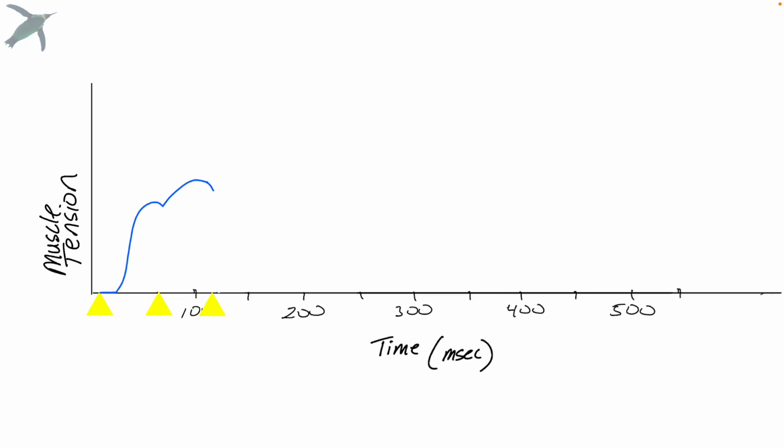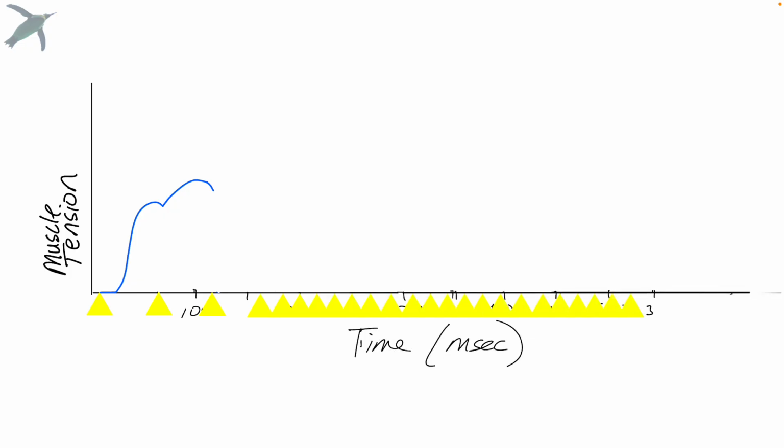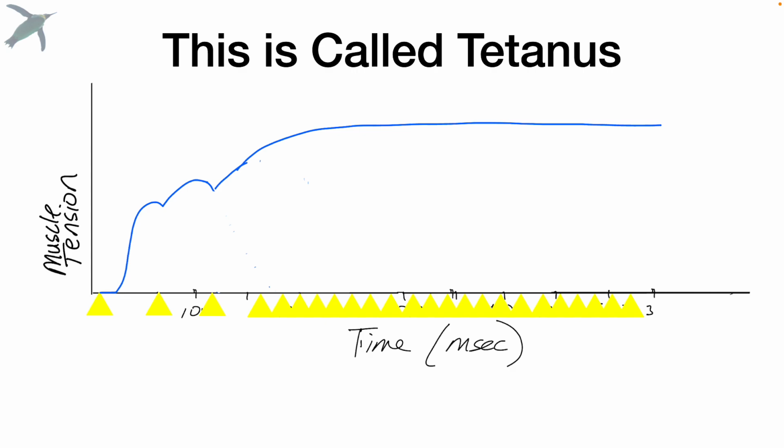So the somatic motor neuron can actually increase its speed even more. If it fires continuously, the muscle cell has no time to relax. The tension remains steady and smooth and strong. And this is called tetanus. This is how our skeletal muscles contract most of the time.